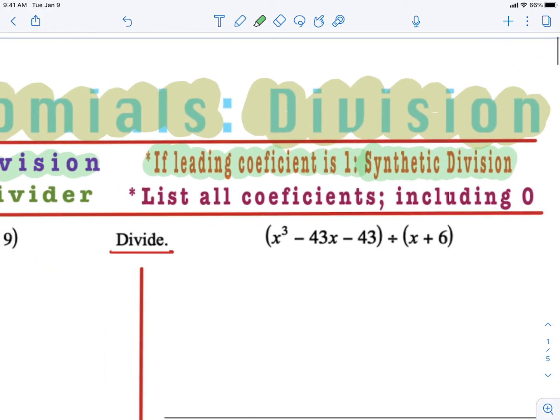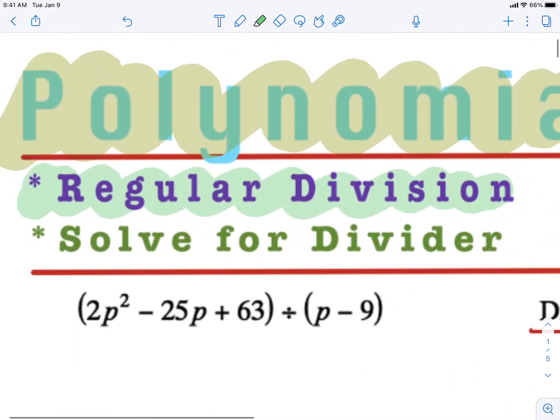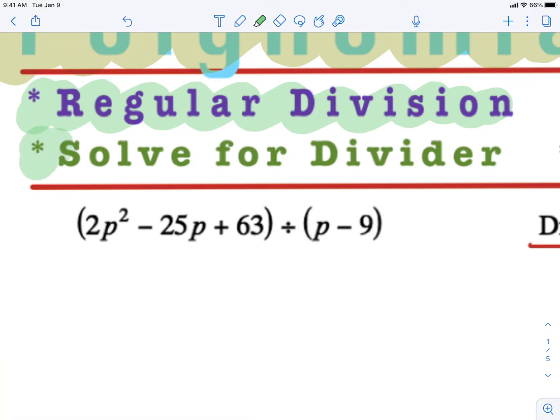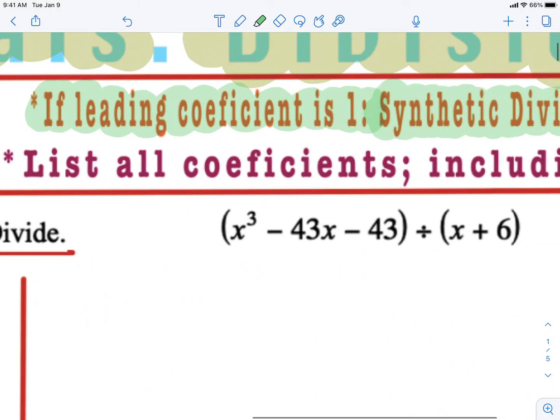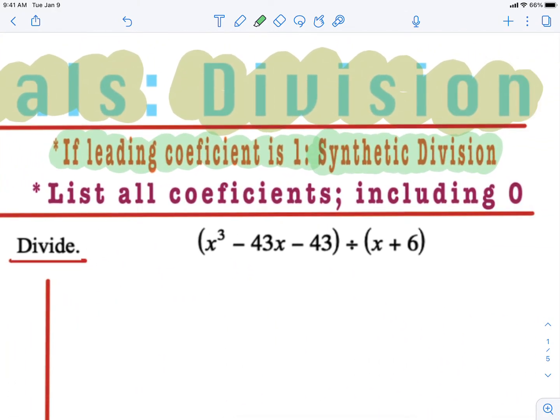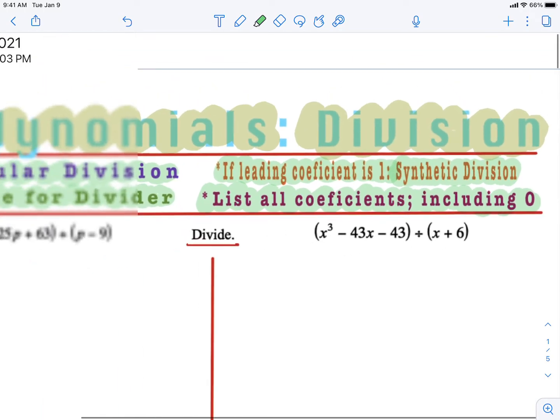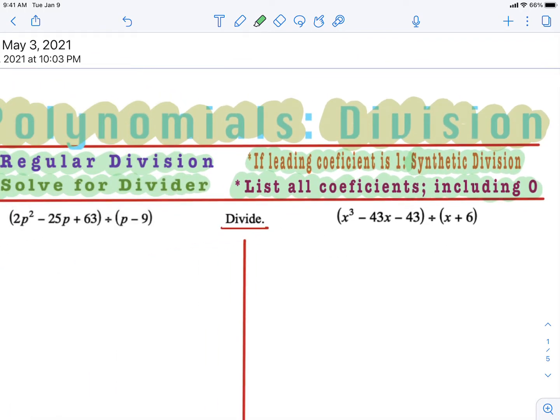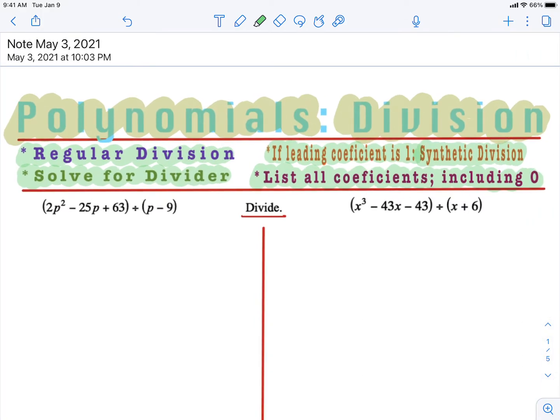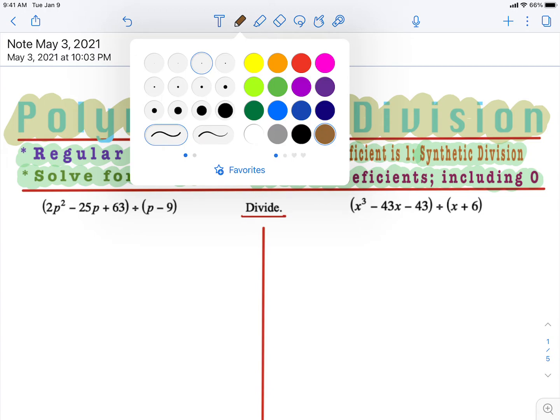Third bullet point is we're going to solve for the divider. And the fourth bullet point is we are going to list all coefficients including 0. So those are the 4 things we're going to remember when doing our work. Let us take a look here and get started.